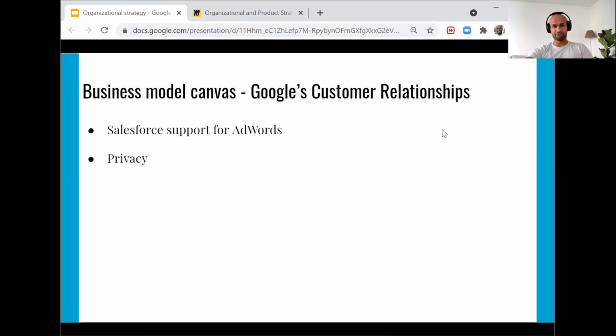When we look at customer relationships, one of them is their connection with Salesforce and their support for AdWords. But when we think about customer relationships as a business, you want to think about what relationship that the target customer expects you to establish. How can you integrate your business in terms of cost and format? As I mentioned earlier, the cash cow for Google is this AdWords network, where they make a number of businesses looking to sponsor their products and services, and they offer them this platform, right, that they can monetize from.